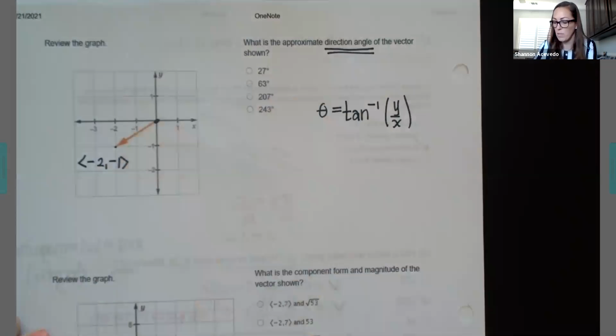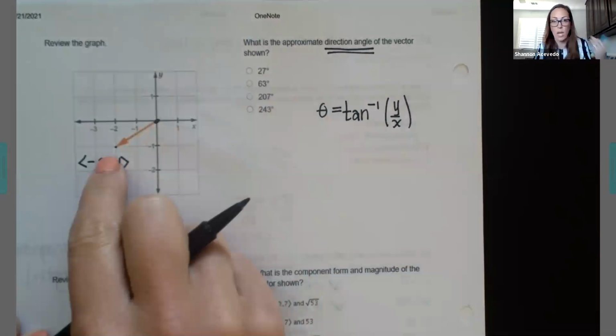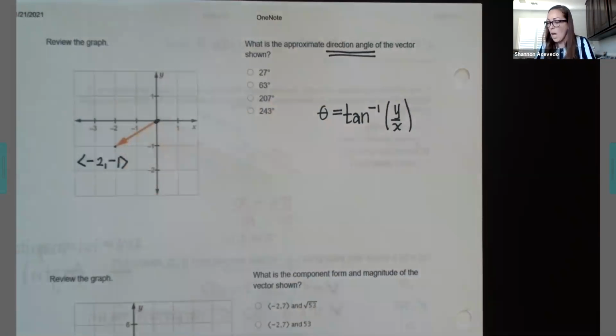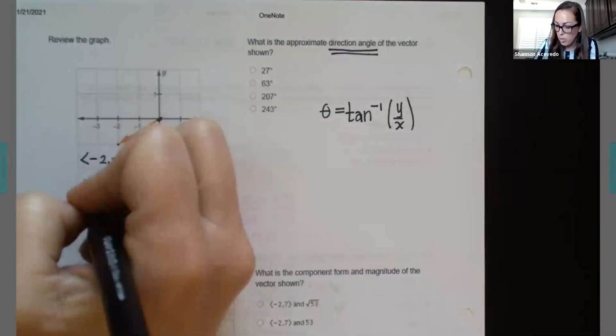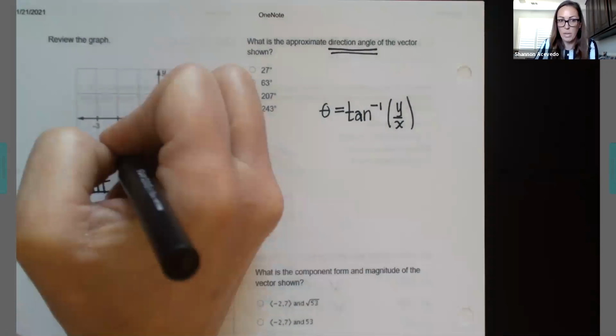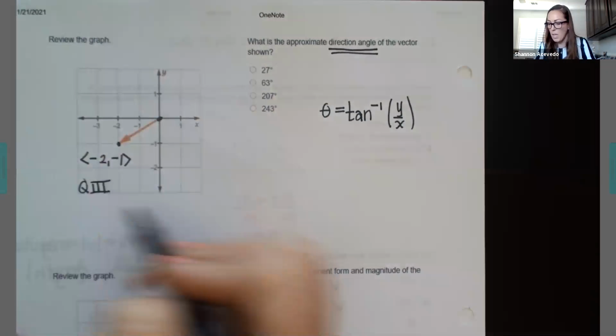-2, -1. So if it starts at the origin, wherever it's pointing to is going to be the vector. I know that this is in quadrant 3, right? We're working here in quadrant 3.